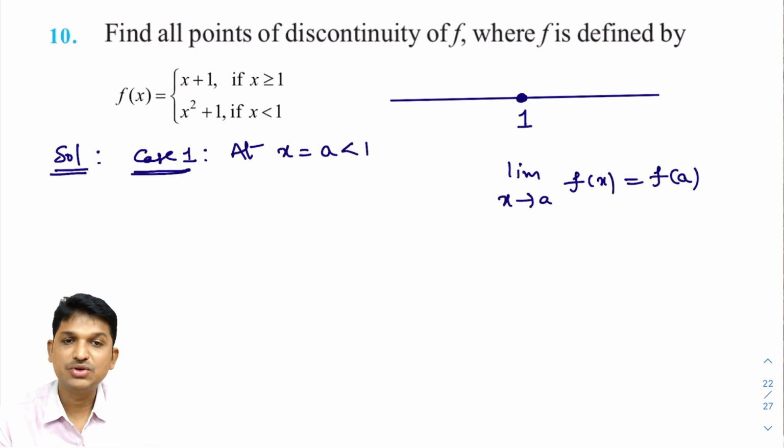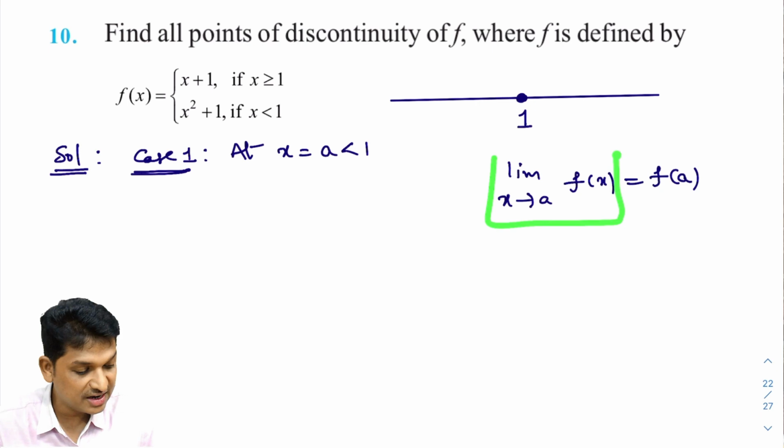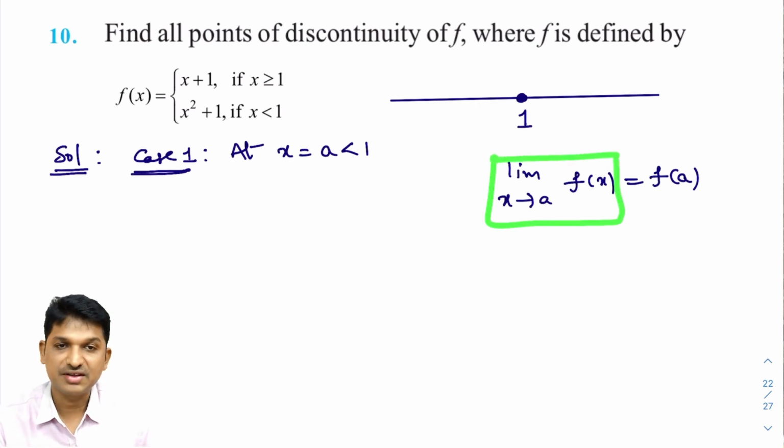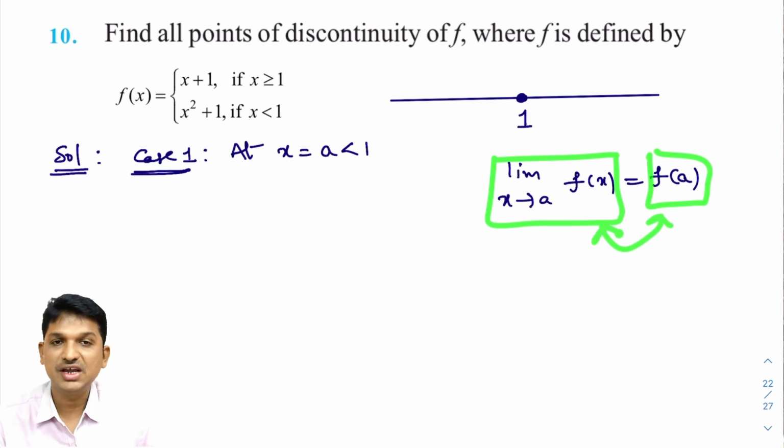If limit x approaches a, f of x equals f of a, then we say that this function is continuous at x equal to a. Here, what is the a value? A value is any number less than 1. First, I'll calculate limit x tends to a, f of x. Next, I'll calculate f of a. I'll check whether both are equal. If both are equal, then this function is continuous at x equal to a.